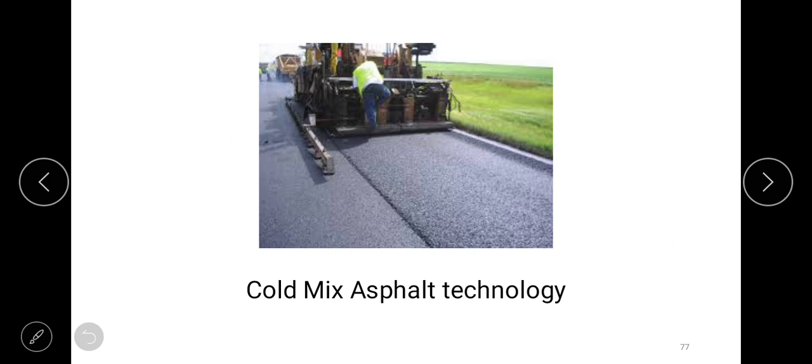This is cold mix asphalt technology, showing the machinery which is used, and then it is being spread and compacted by the roller. The view of compaction also is seen in this.